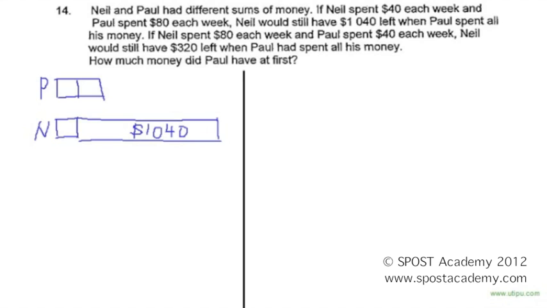Okay, looking at the next sentence, it says that if Neil now spends $80 each week instead, and Paul is spending $40 each week, so it is now reversed. Paul is spending half as much as Neil. So Paul is only spending 1 unit, while Neil is spending twice as much.